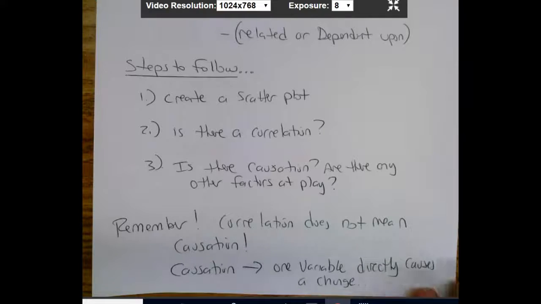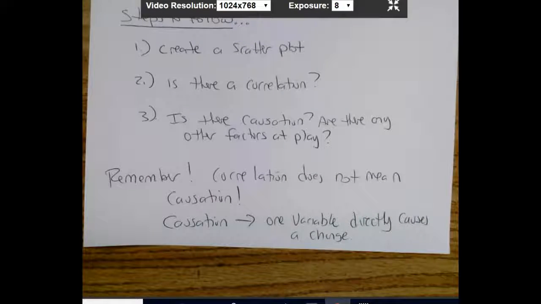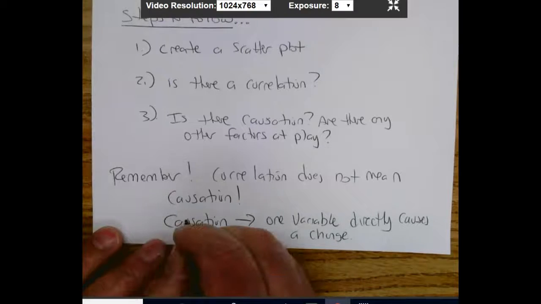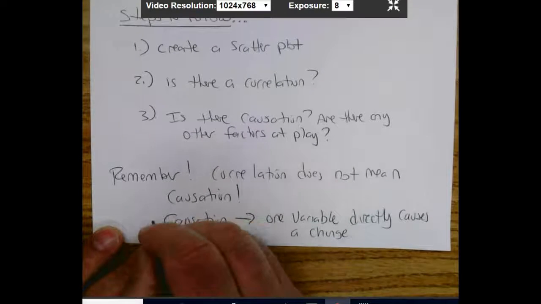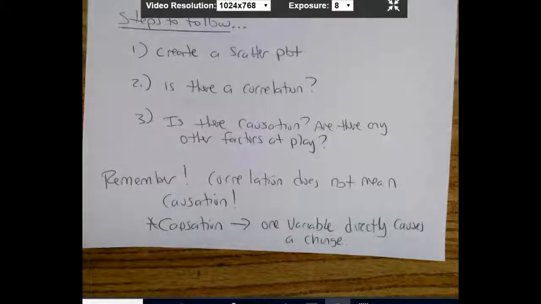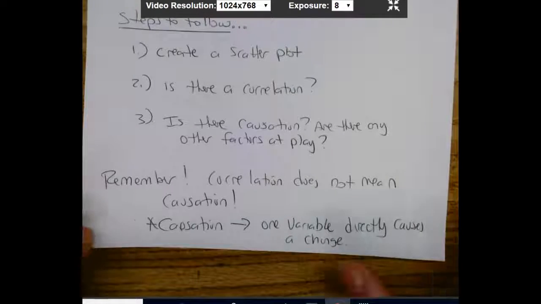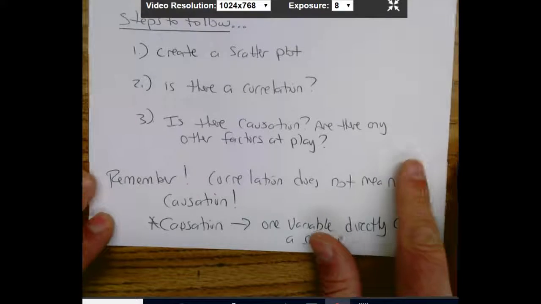The main thing we want to remember with all this is if we see a correlation between the data, that does not mean causation. Just because one goes up and the other goes up does not guarantee a causation. We really have to look at the type of data and other things as well. Causation, if you remember from the definition, I just want to make sure you have this in your notebook. Causation is where one variable directly causes a change in the other. So let's look at an example problem so we can see an application of this and how it looks.